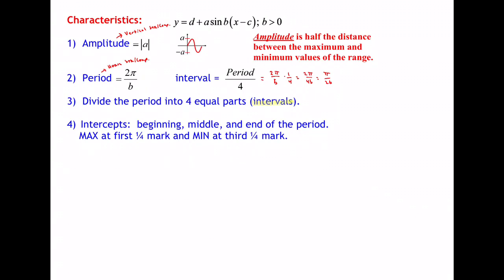Once we figure out the period and the interval, we'll then divide the period into 4 equal parts. Those will be your beginning, your middle, and end of the period. Remember your intercepts, that's the middle of the graph, and then you get your max at the first quarter mark and your min at the third quarter mark.